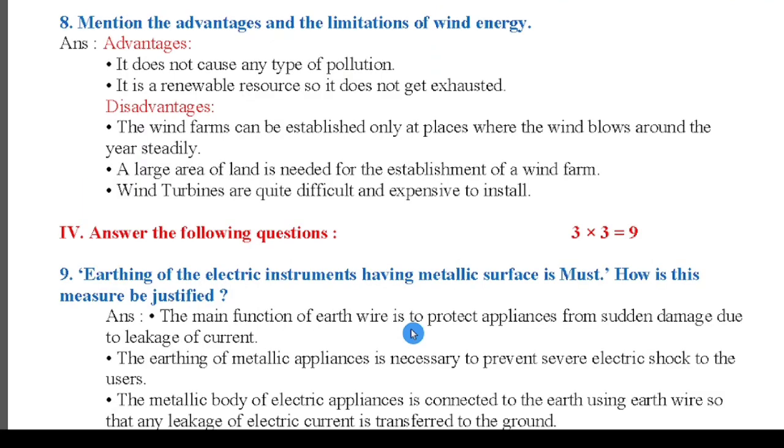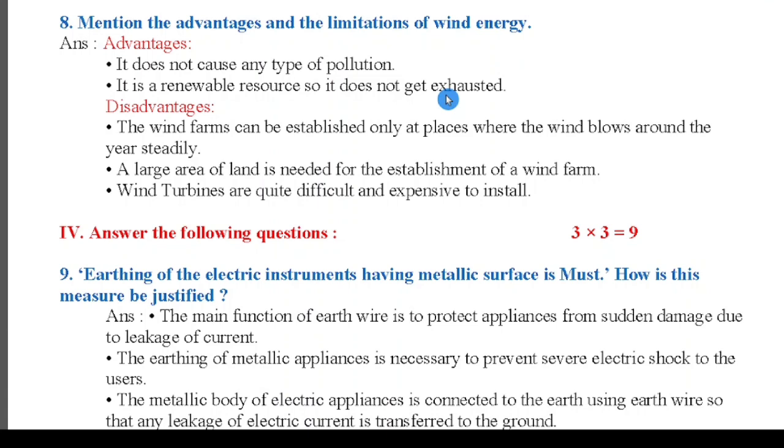So for this question we have one more option, that is mention the advantages and limitations of wind energy. So wind energy limitations ಮತ್ತೆ advantages ಎರಡನ್ನೂ ಸಹ ನೀವು ಬರಿಬೇಕು. Advantages: it does not cause any type of pollution. ಯಾವುದೇ ರೀತಿಯ ಪೊಲ್ಯೂಷನ್ ಅನ್ನು ಕಾಸ್ ಮಾಡಲ್ಲ, and also it is a renewable source, so it does not get exhausted. ಸೊ ಅದು ಒಂದು ರಿನ್ಯೂವಬಲ್ ಸೋರ್ಸ್ ಆಗಿರೋದ್ರಿಂದ ಅದು ಮುಗಿಯೋದೇ ಇಲ್ಲ.